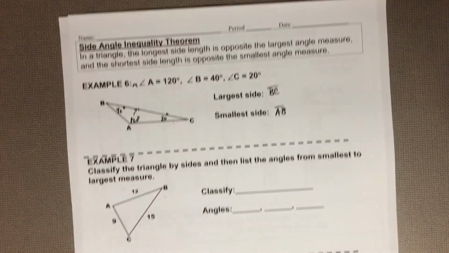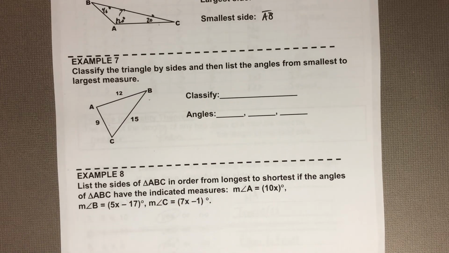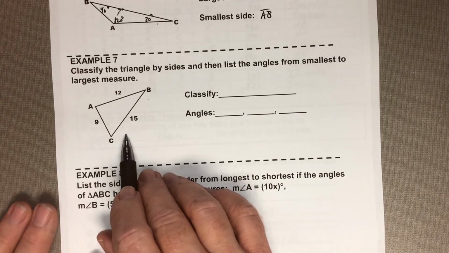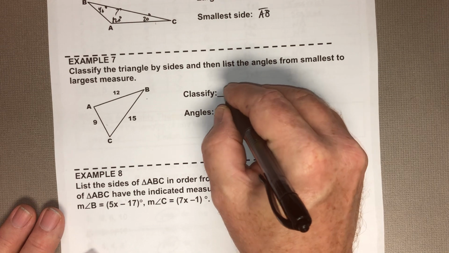All right. Example number 7 says, classify the triangle by sides and then list the angles from smallest to largest measure. Okay. Well, when I look, all 3 side lengths are different lengths, so that means it's a scalene triangle.